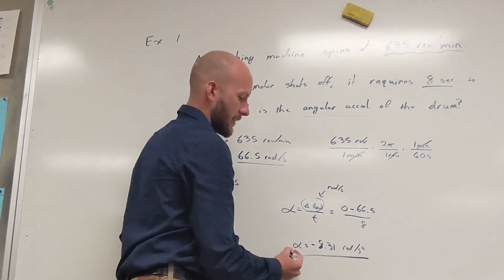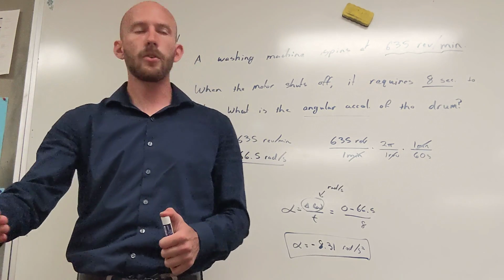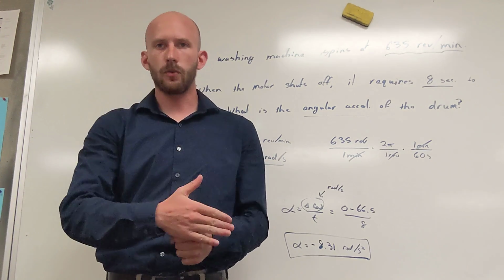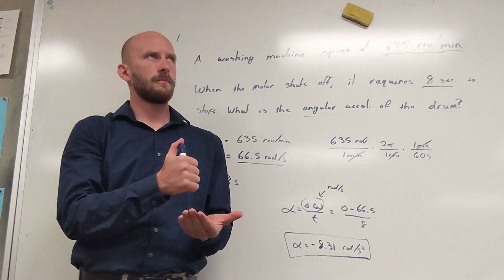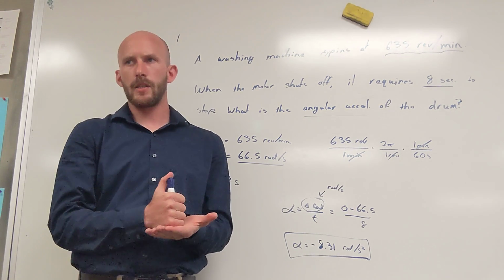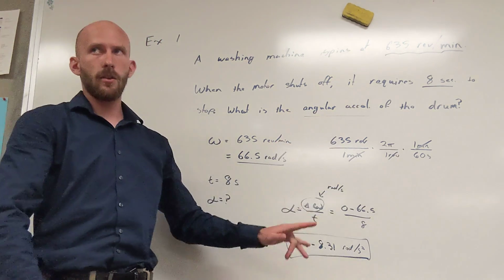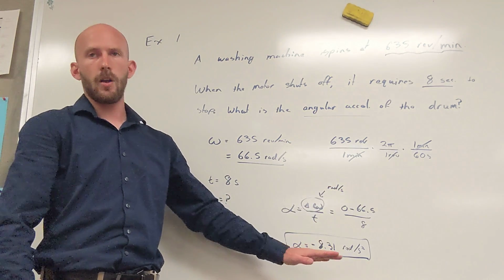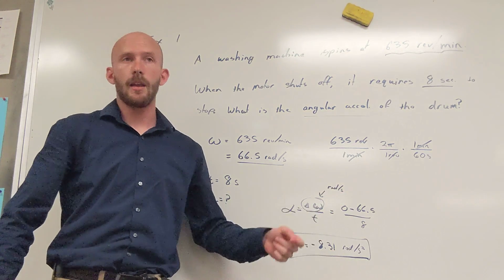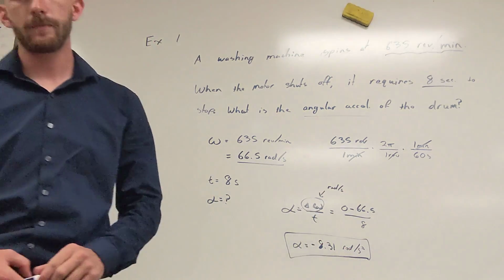So basically, everything that you're used to doing in meters, just change it to radians. Displacement was meters, velocity was meters per second, acceleration was meters per second squared. For angular displacement, it's radians. Angular velocity, radians per second, and angular acceleration, radians per second squared. Simple.